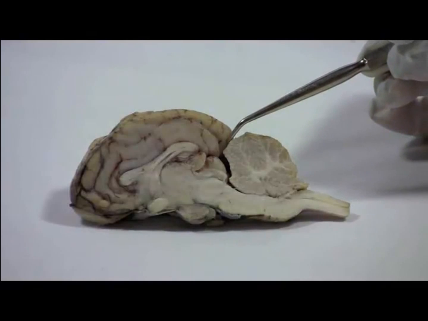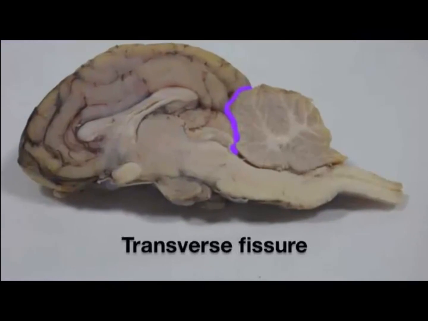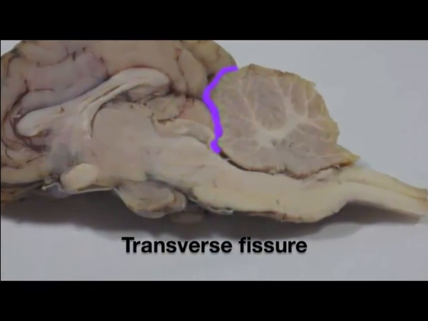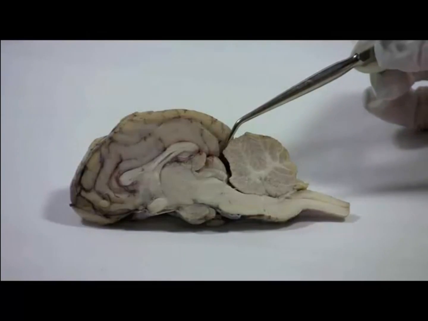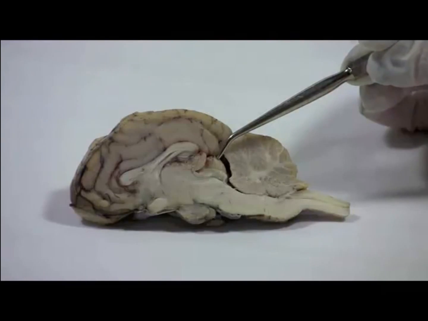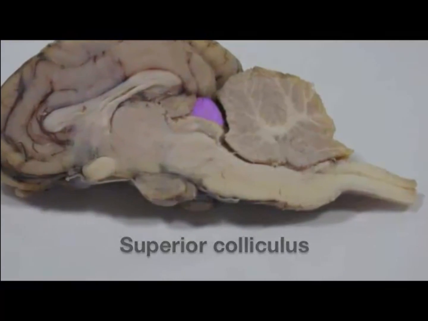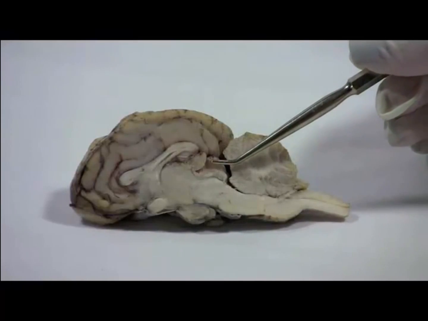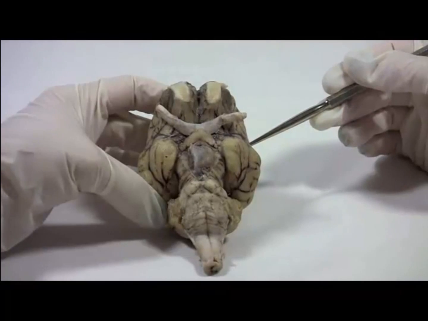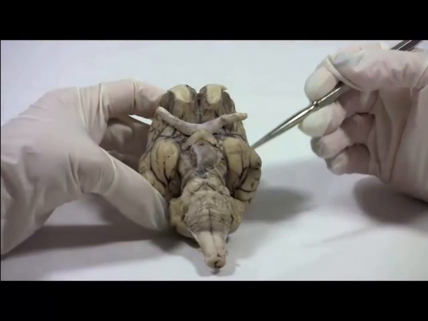Here we can see the transverse fissure that separates the cerebrum from the cerebellum. And moving through the transverse fissure, we look right onto the dorsal surface of the midbrain. This projection is called the superior colliculus. It's part of the corpora quadrigemina. Taking a look at the anterior portion of the midbrain, let's take a look at the ventral surface of the sheep brain. This is the inferior surface of the sheep brain.